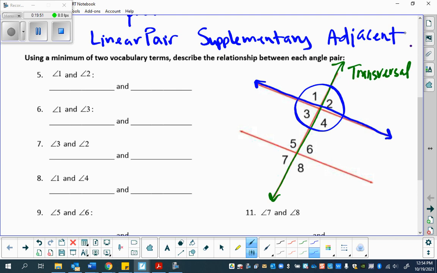So 5 and 6 are going to be a linear pair, and they are going to be supplementary. Angles 1 and 2 are a linear pair. They are supplementary. The angles are adjacent. 1 and 3, the angles are a linear pair. They're supplementary and adjacent. Rachel, what's on your mind?